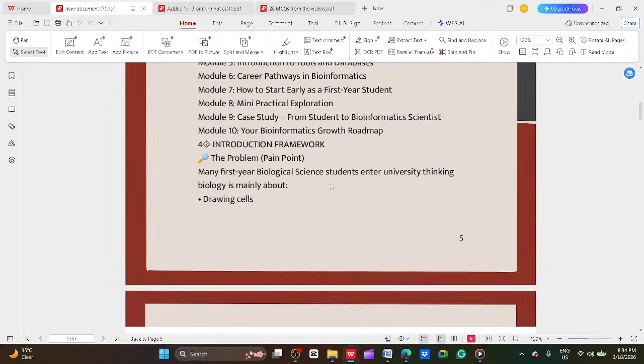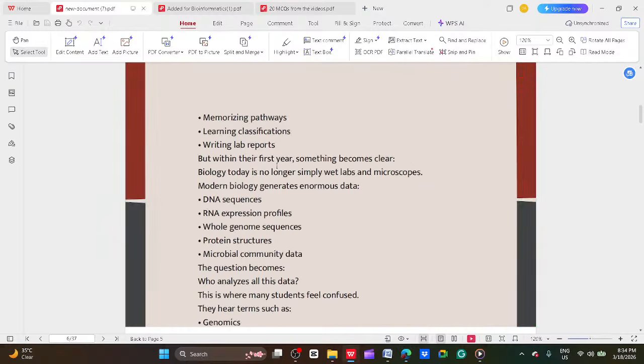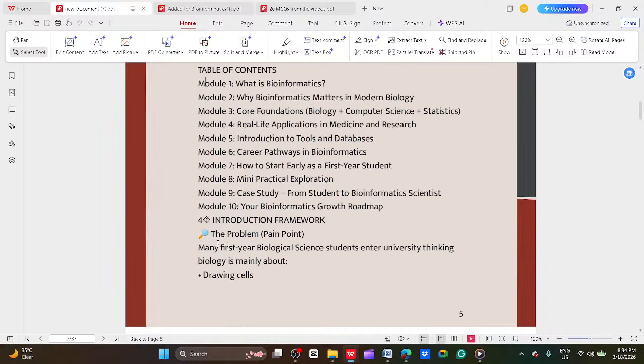So let's continue. The first thing is the introduction. Many biological students nowadays, once they are admitted for any biology related courses, will just think biology is all about drawing cells. It's all about drawing. How many people ran away from biology because they said, me, I don't know how to draw.